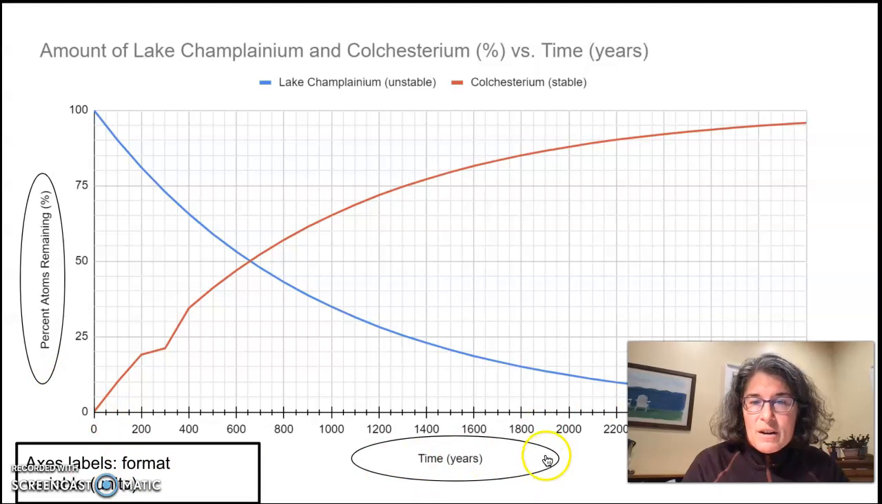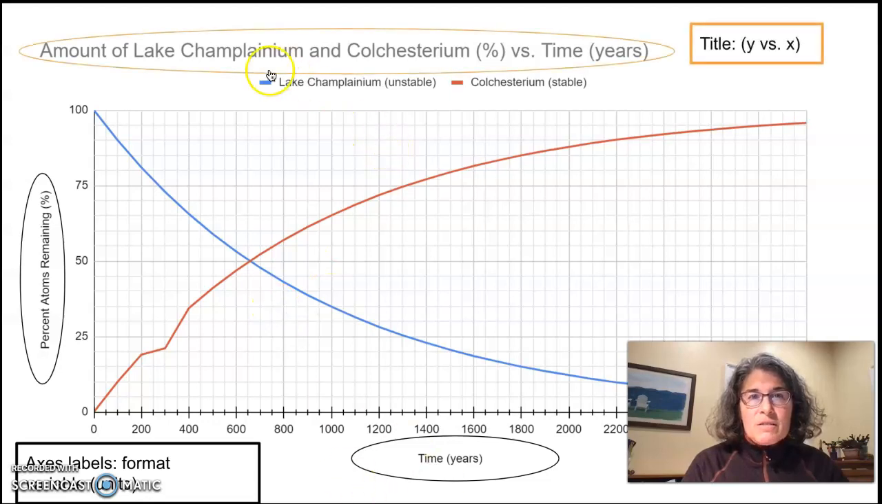Notice, first of all, that on our x-axis, we have an axis label. So we have our variable of time, and in parentheses our units in years. On our y-axis, we have our variable, percent atoms remaining, and in parentheses, we have our units of percentage. Second thing that's going on in this graph is, notice that we have a good descriptive title. You want to make sure that your title is describing the relationship between your 2 variables.